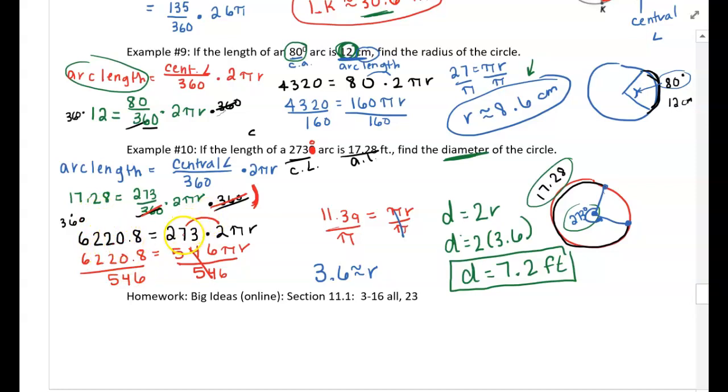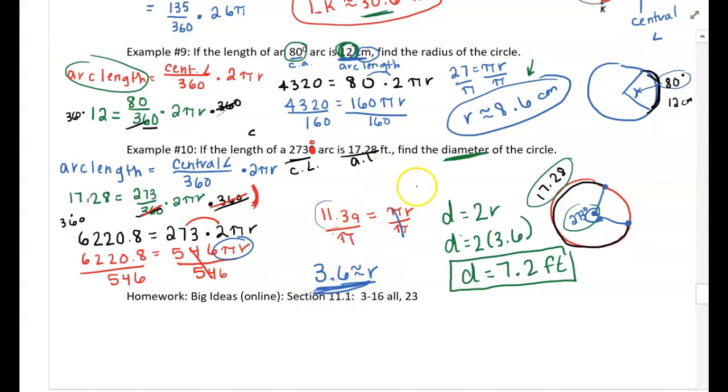And that equals 273 times 2 pi r. Now you don't have to do this, but I went ahead and multiplied 273 times 2, which gave me 546. Now if I divide 6220.8 by 546, I get 11.39 equals, and then these go away, so I'm just left with pi r. Divided by pi, I get r is roughly 3.6.